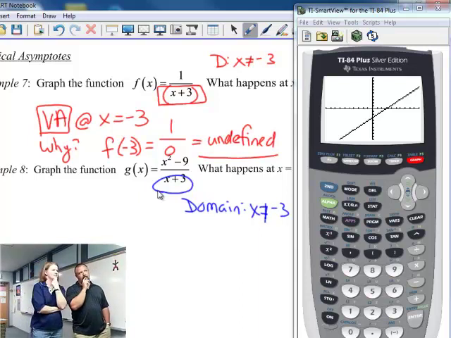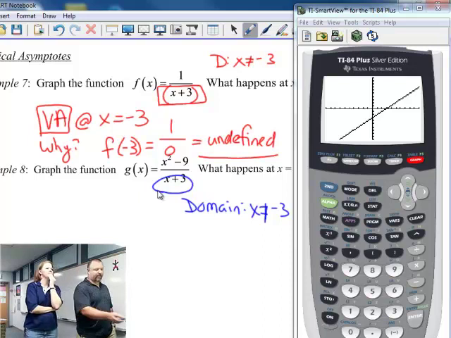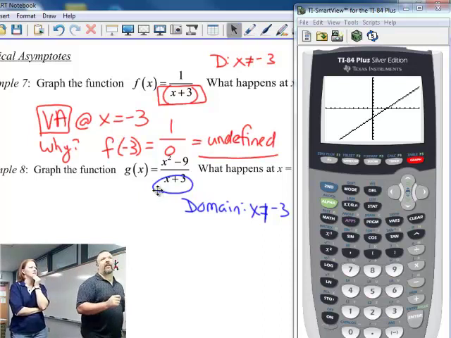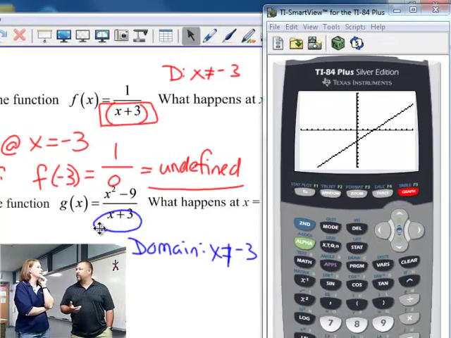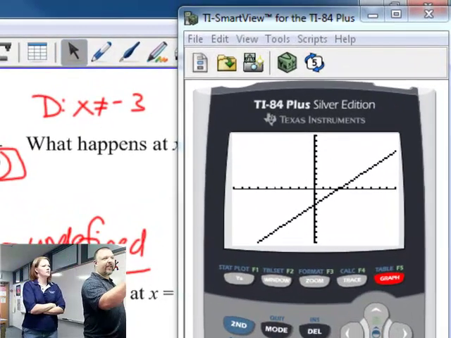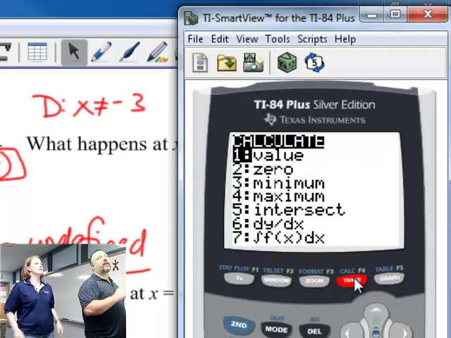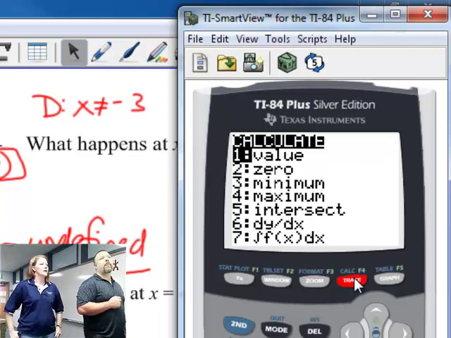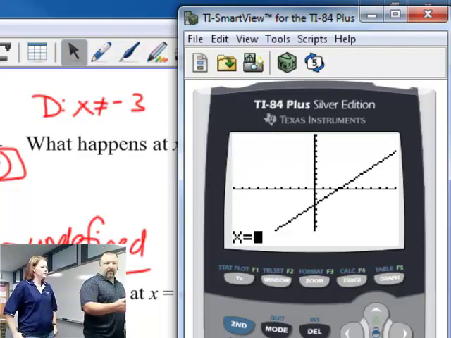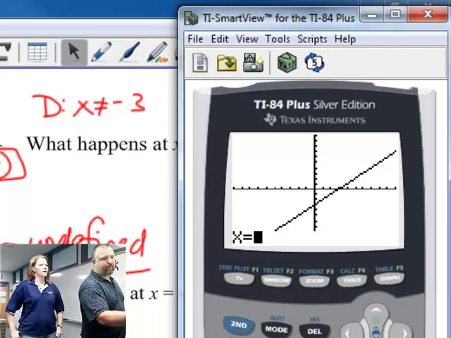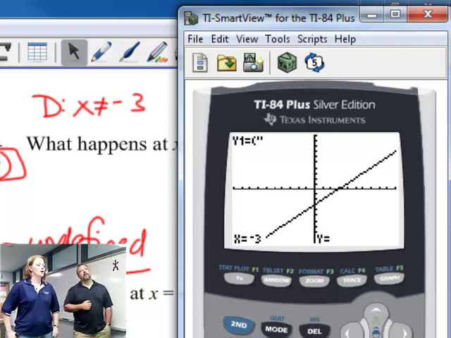Okay, but Mr. Lecky, I see negative 3 on the picture. Huh. Well, let's try something here, shall we? Our calculator has the ability to calculate a value, because that's how it makes a graph. If we go second calc, which is second trace, it's value. If we hit enter, it's going to ask us for an x value. Let's plug in negative 3.